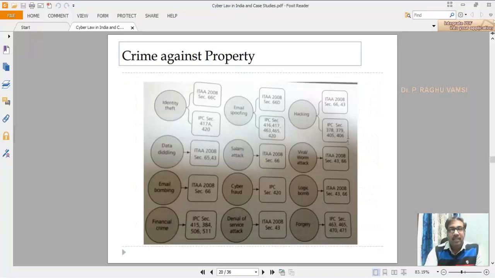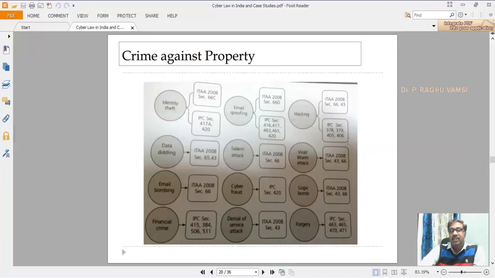Now, crime against property. Previously, we have seen crime against individuals. Now we'll see crime against property, since we have discussed the IT Act 2008. Identity theft falls under the IT Amendment Act 2008, Section 66C, for which the supporting IPC sections are 417A and 420. Like that, there are email spoofing, hacking, data diddling, salami attack, virus or worm attack, email bombing, cyber fraud, logic bomb, financial crime, denial of service attack, and forgery.